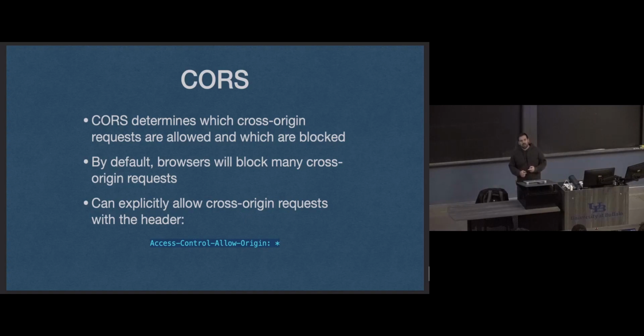If you do want to allow cross-origin requests, like for APIs, it's common to allow cross-origin requests because that's the whole point of an API. You'll do Access-Control-Allow-Origin star, just being the wildcard for any origin, or you could put a list of origins that you'll allow.